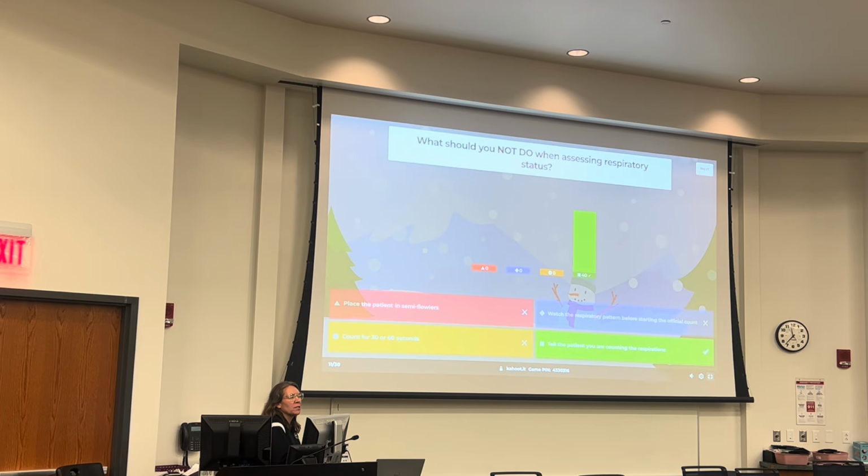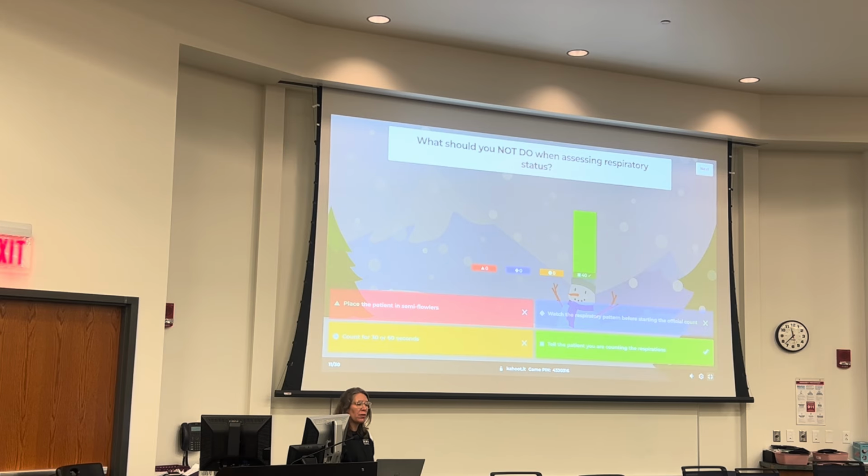What is semi-Fowlers? 30 to 60. Yeah, 30 to 60 or 45, right? So Fowlers is all the way up usually, so semi is kind of like halfway up, 45 degrees maybe, okay? And then watch the pattern before starting the official count, yes, because we never know what we're gonna be watching. Sometimes it's their belly, sometimes it's their shoulder, maybe there's a piece of paper sitting on their lap and you can easily see it move up and down. So we have to find our spot that we're gonna observe first. And then to count for 30 or 60 seconds would not be wrong.